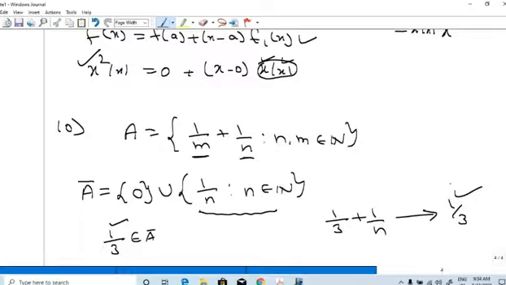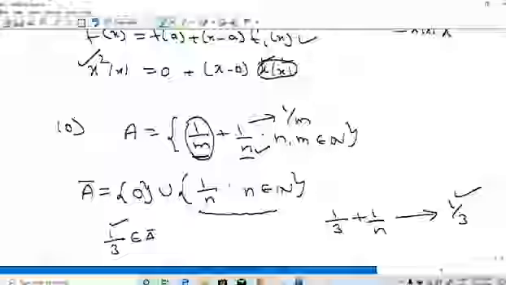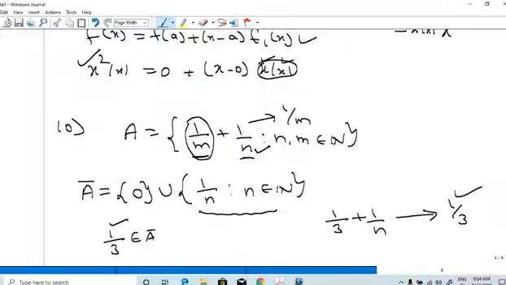Therefore, now fix 1 by n and vary n, so this sequence converges to 1 by n. Therefore all the 1 by n's are limit points of this set. Then we have to show that 0 is also a limit point. Now we are varying both m and n. Therefore 1 by m plus 1 by n converges to 0 as n, m approach infinity. Therefore 0 is also a limit point, and 1 by n is also a limit point for each n.